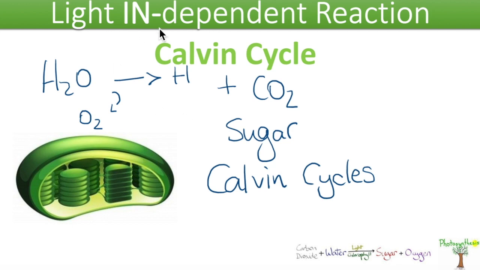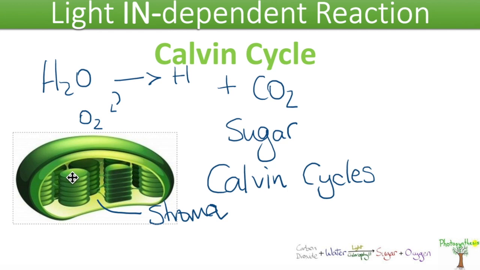And it's light independent, which means we don't need light for this part. It doesn't mean it can't happen when the light is out. It just means we don't need it. It's independent of light because we've already used the light to break up the water. So now we're just taking the product of that breakup and combining it with our carbon dioxide to make sugar. And all this happens in the stroma. It happens in the liquid part of the chloroplast.